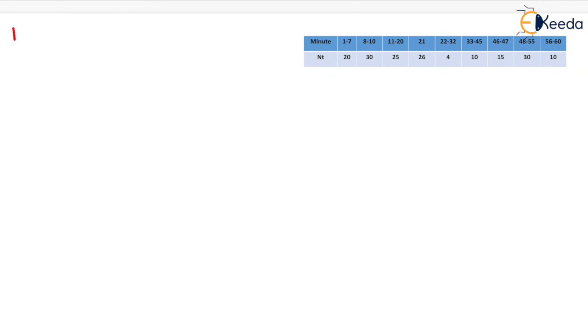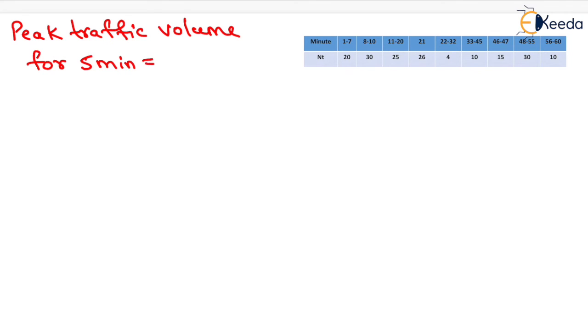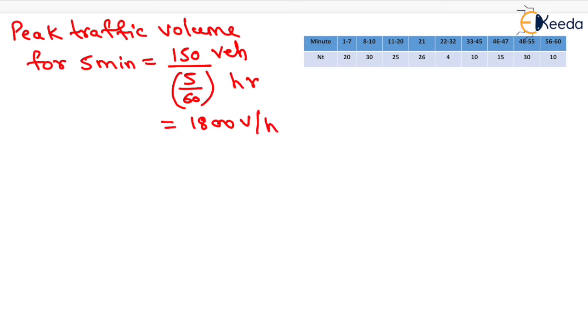So the peak traffic volume for 5 minutes will be equal to 150 vehicles per 5 minutes. Now we have to convert this in terms of hour, so we will divide this value by 5 by 60 and it will be equal to vehicles per hour. That will be 1800 vehicles per hour. That is the peak traffic volume for 5 minutes.